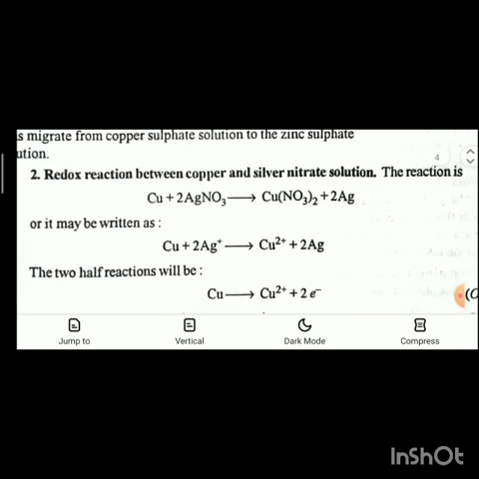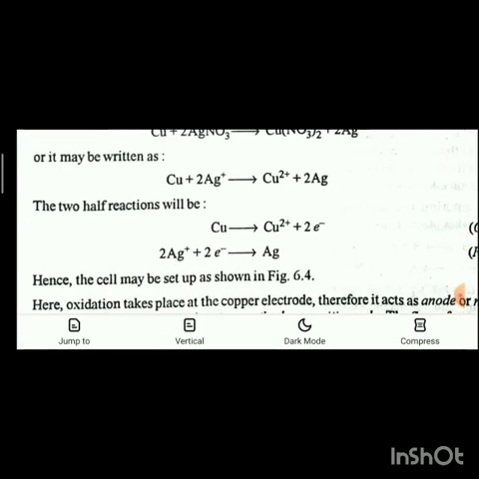Redox reaction between copper and silver nitrate solution. The reaction is copper plus silver nitrate to form copper nitrate plus silver. Copper plus 2 Ag+ gives Cu2+ plus 2 Ag.